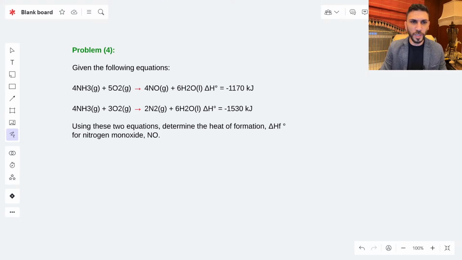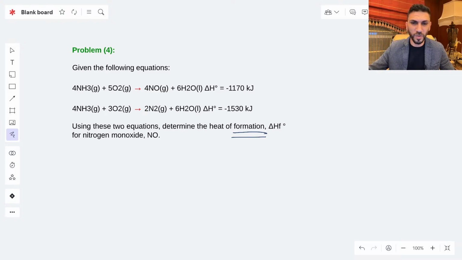Problem number 4. Given the following equations, you have equation A, equation B. Using these two equations, determine the heat of formation, delta HF, for the nitrogen monoxide. Now, you are not given a desired reaction. You are given that they need the heat of formation.